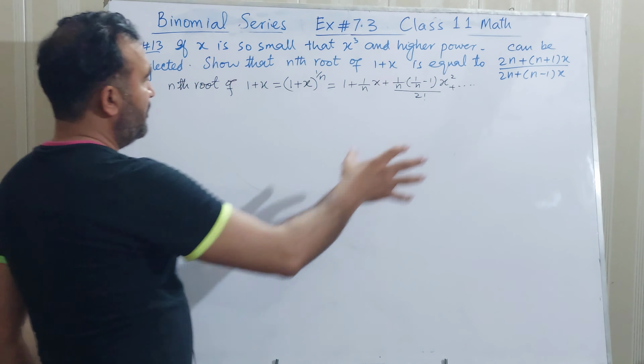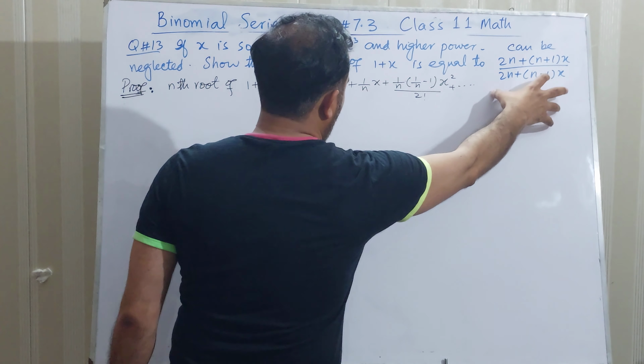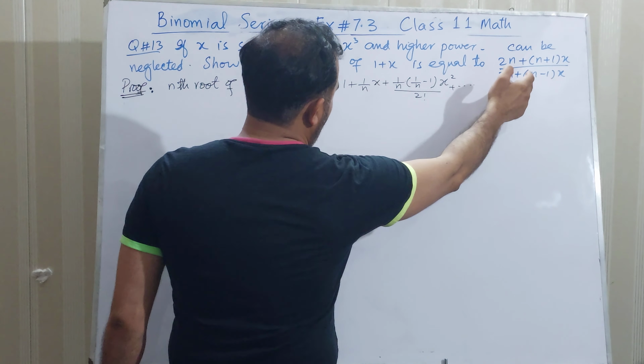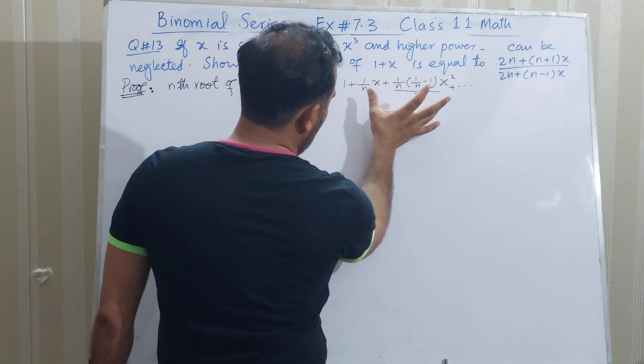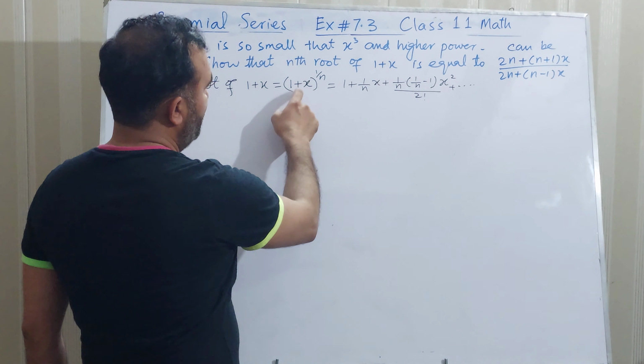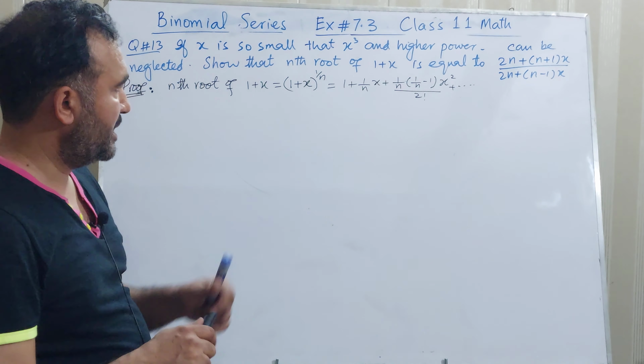So basically we have to expand this one and then ignore x cubed and higher powers, and then we will make the expansion of this equal to this one, which ultimately will be equal to (1 plus x) whole power 1 over n, right? So let's expand this one.